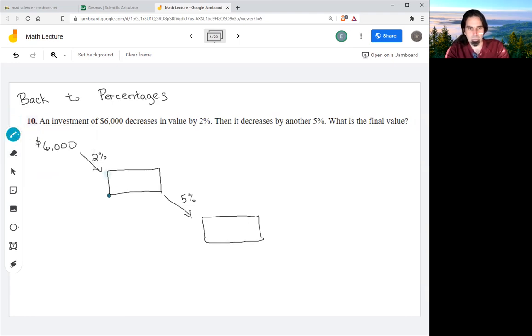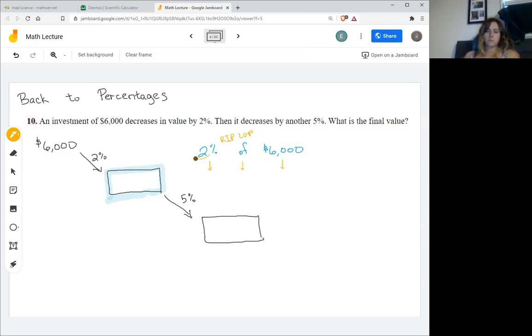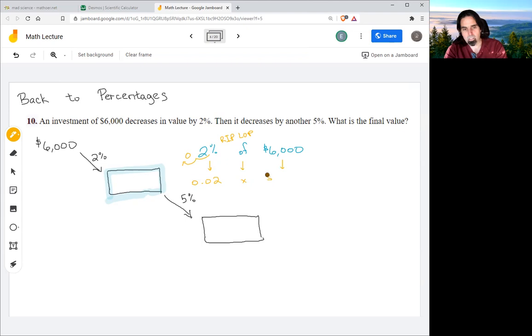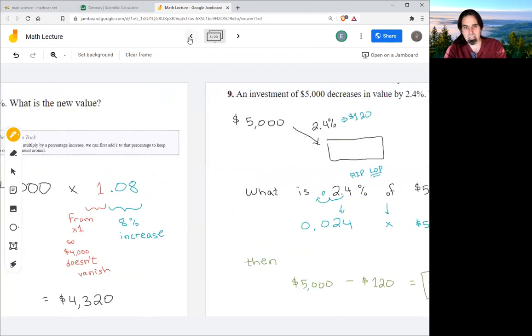For this box, then we're doing 2% of 6,000. What will I change my 2% to, so I can put it in the calculator? Either 0.2, yep, or 0.02, or 1.02. The 1 is for when I go up. Oh yeah, it would be 1 minus.